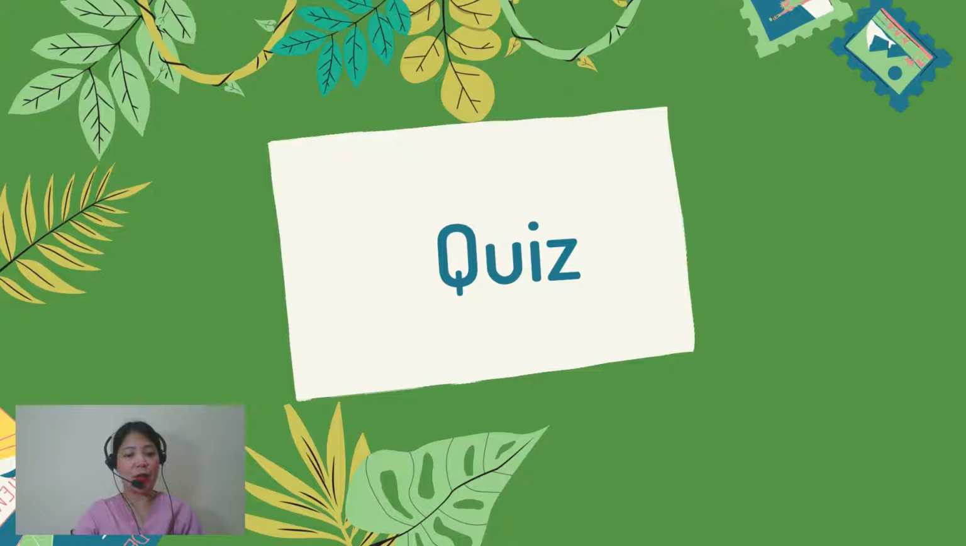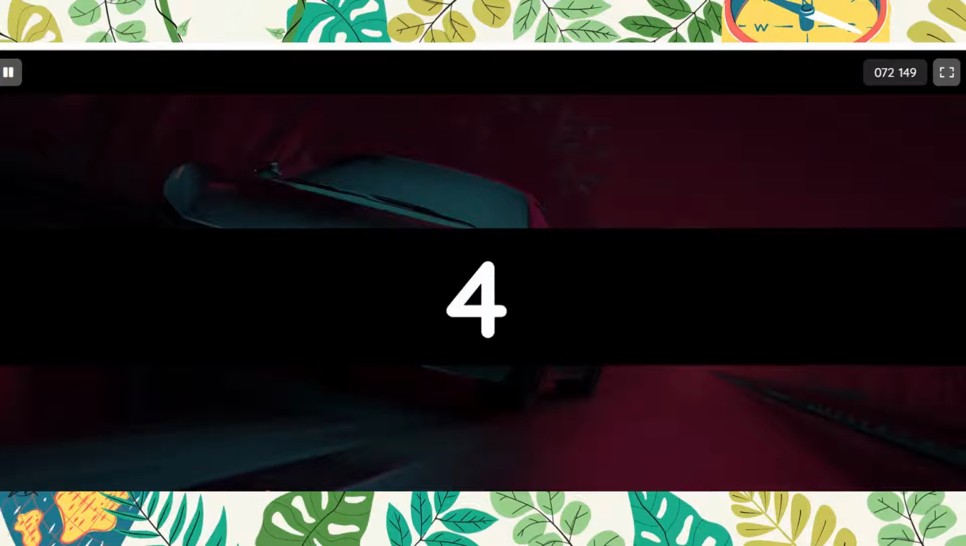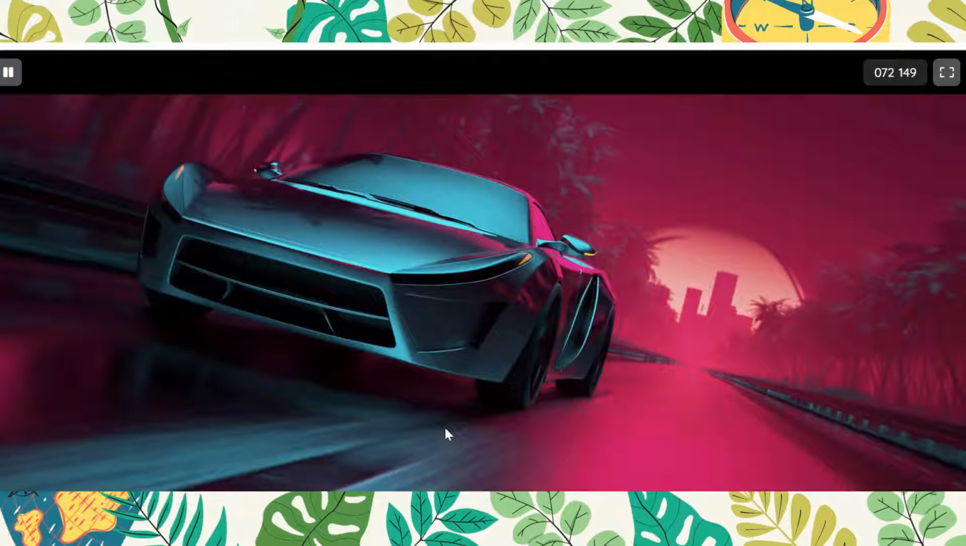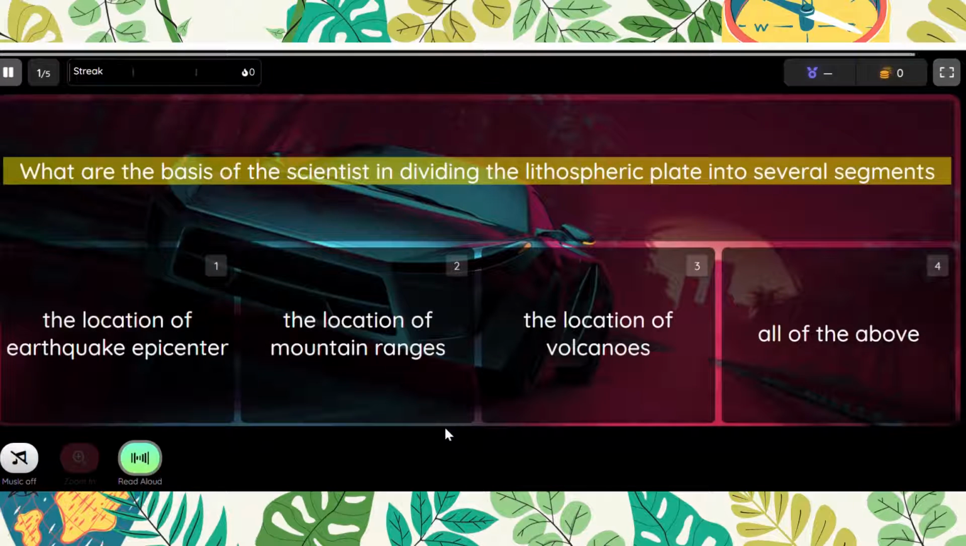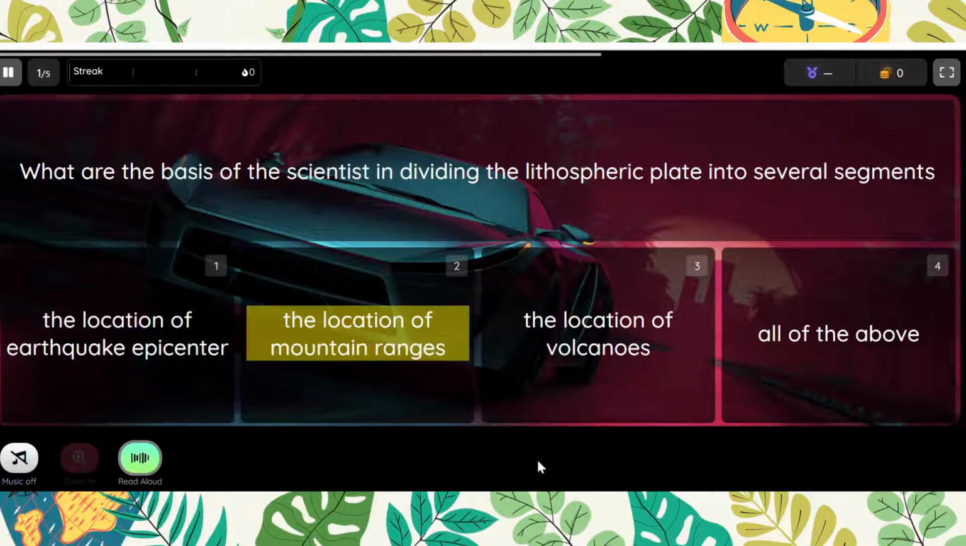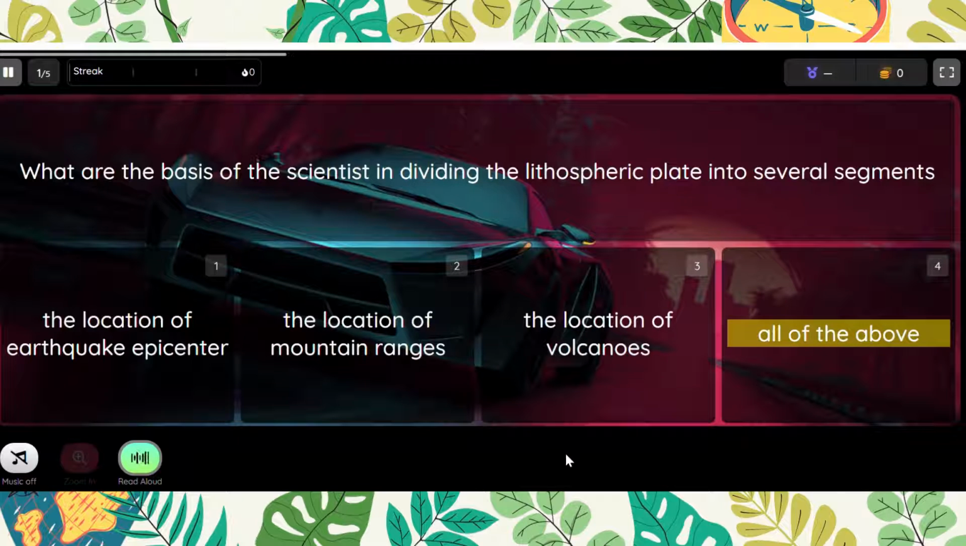So now let us test your understanding. Let us have a quiz. Question: what are the bases of scientists in dividing the lithospheric plate into several segments? Option 1. The location of earthquake epicenters. Option 2. Location of mountain ranges. Option 3. The location of volcanoes. Option 4. All of the above.